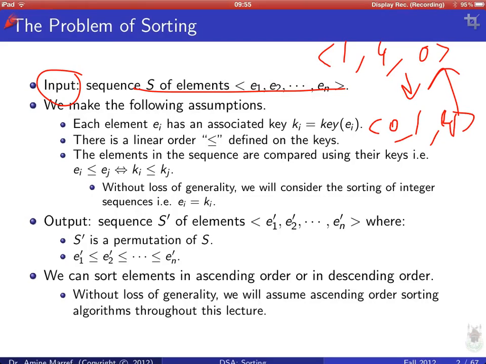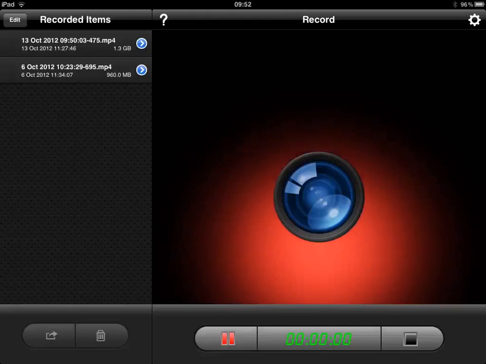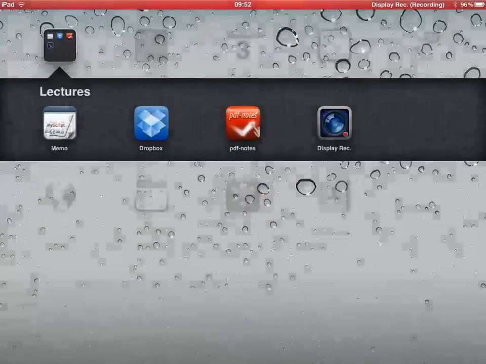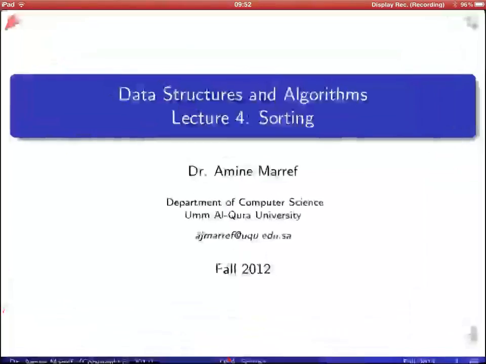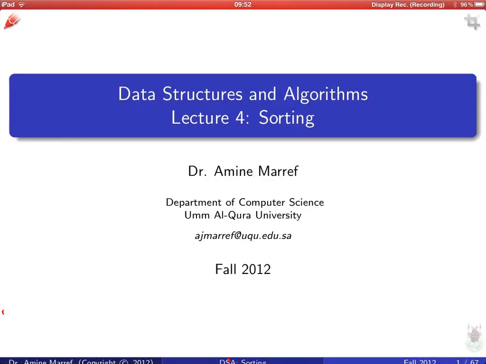So we get a sequence as input, which is not sorted, and our objective is to sort it from smaller to larger, and this is sorting in increasing order, or from larger to smaller, largest to smallest, and this is called sorting in decreasing order.